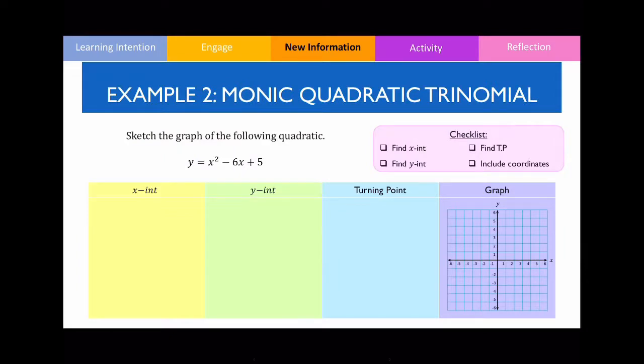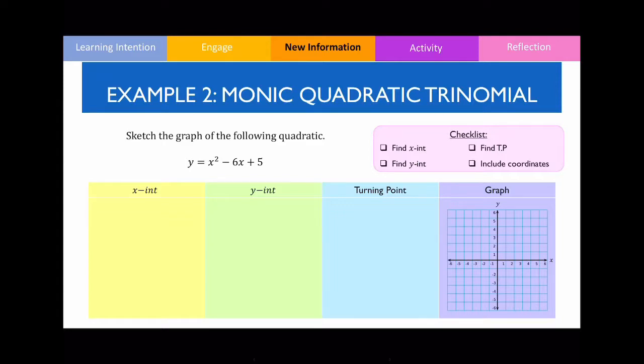In the second example that we're going to be looking at, this is an example that I would want you to be able to do successfully by the end of the video, hopefully. So it's a quadratic trinomial, okay? So we're going to go through the process of sketching this. First, let's find out what your x-intercepts are going to be. So we're going to factorize this to find out your x-intercepts.